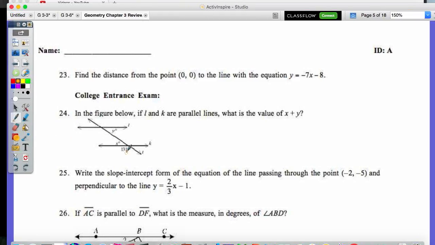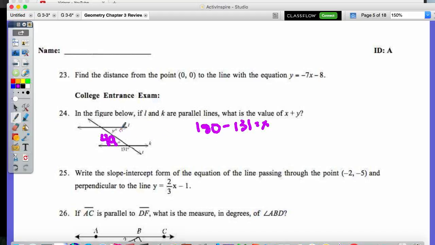So if X and 131 are a linear pair, they're going to equal 180. So 180 minus 131 equals X. So that's going to be 49. 131 plus 49 equals 180.